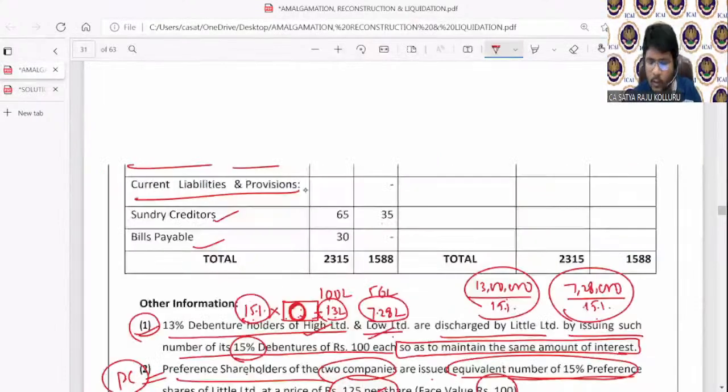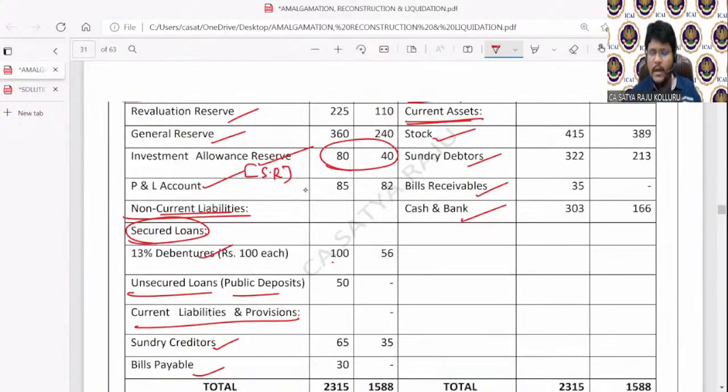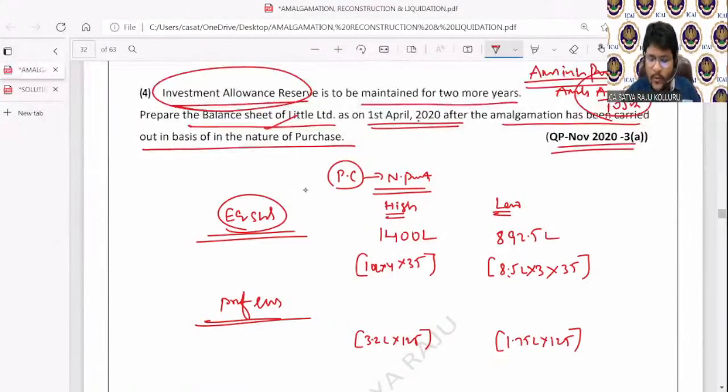1.75 lakh. 1.75 lakh into 125. Now, can you please tell me the amount payable to the preference shareholders? 3.2 into 125, which is equal to 400 lakhs here. Here 1.75 into 125, which is equal to 218.75 lakhs.